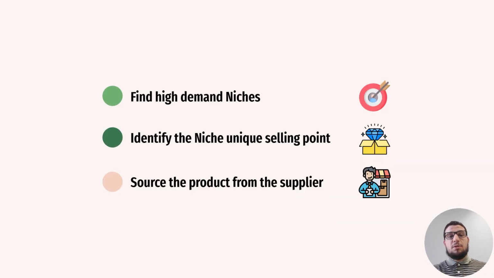So let's talk now about finding the profitable niches. We have three steps that we are going to go through in this lesson. So first of all, we're going to find high demand niches, and then identify the niche unique selling point. And then the third, source the product from the right supplier that will give us the best price, the best service, everything that's going to be the best thing for the people buying from our eBay store.